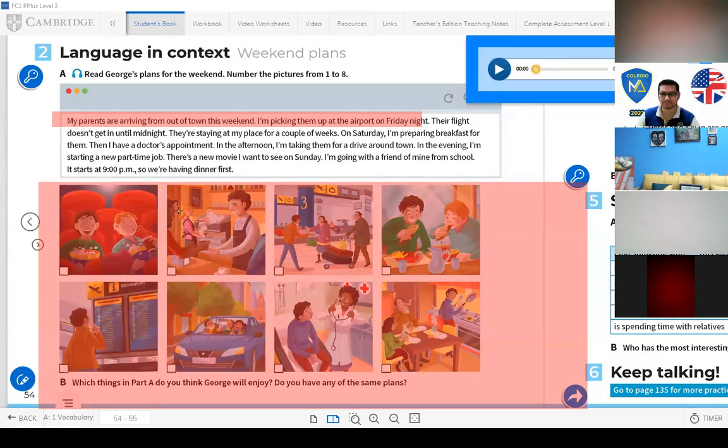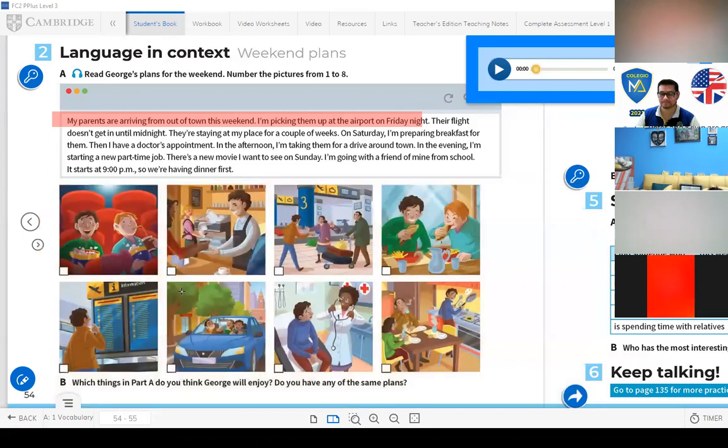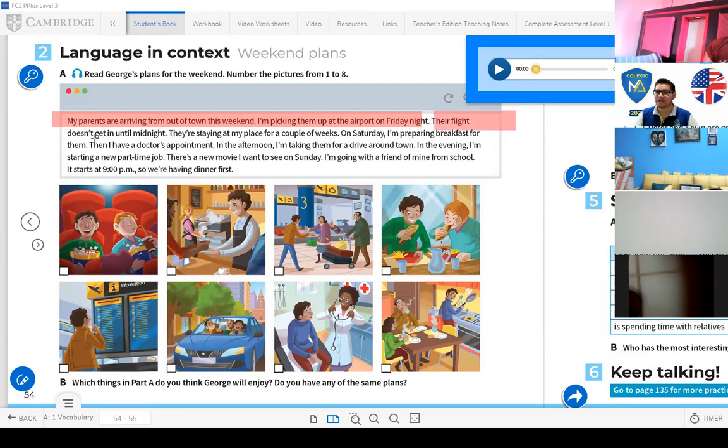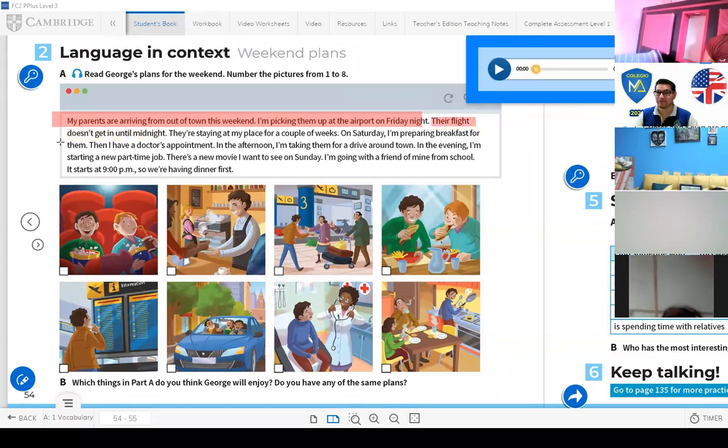What do you think? Do you have any idea about this? Definitely this is not number one, right? This is not number one too. They're talking about picking them at the airport. Yeah, but it says the flight doesn't get in until midnight. No, they are staying okay until this part. The flight doesn't get in until midnight. No, what do you think? This should be number one, right?